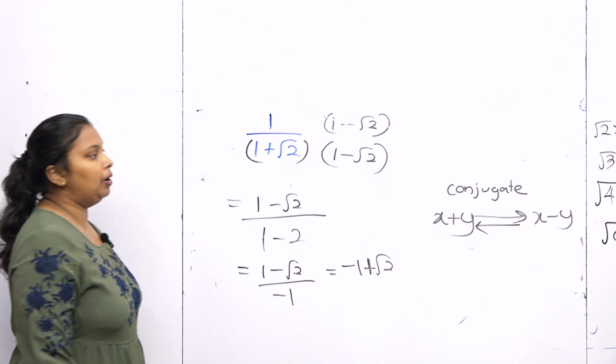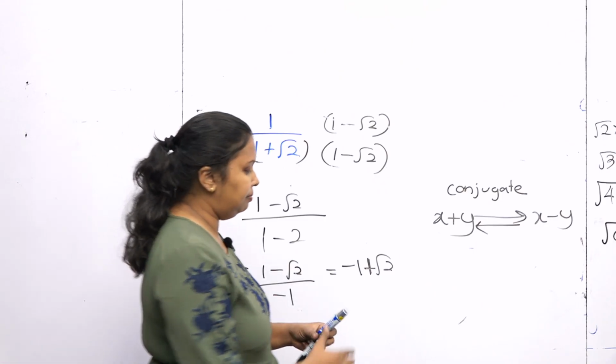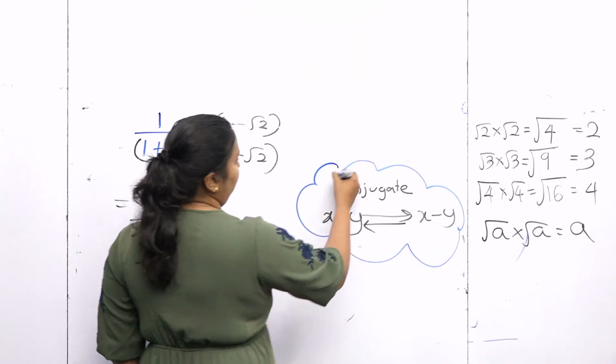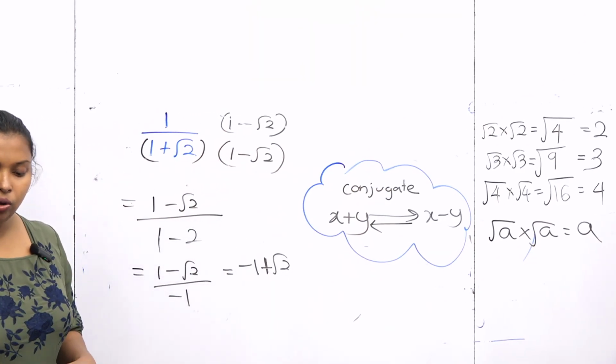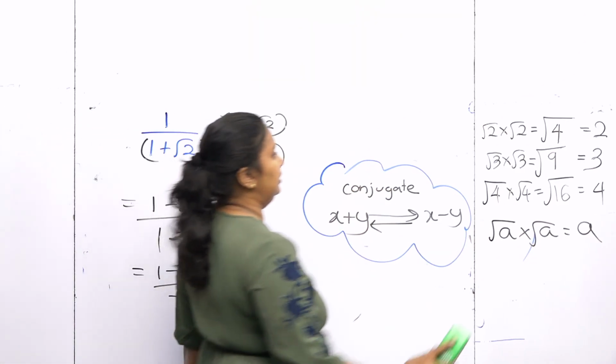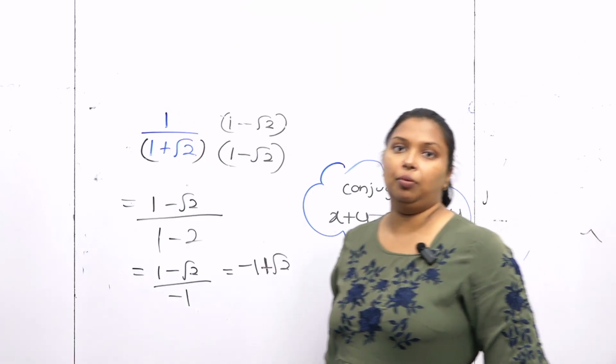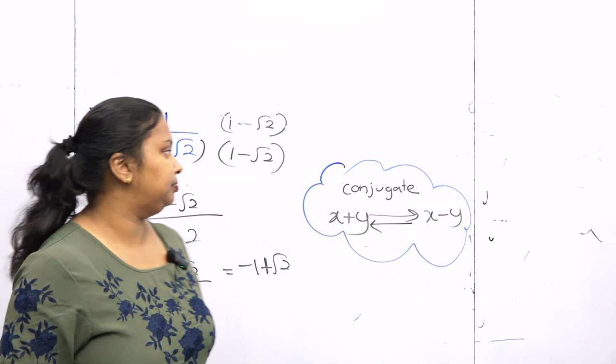You can write down: multiply both denominator and numerator by the conjugate of the denominator. That's how to write.